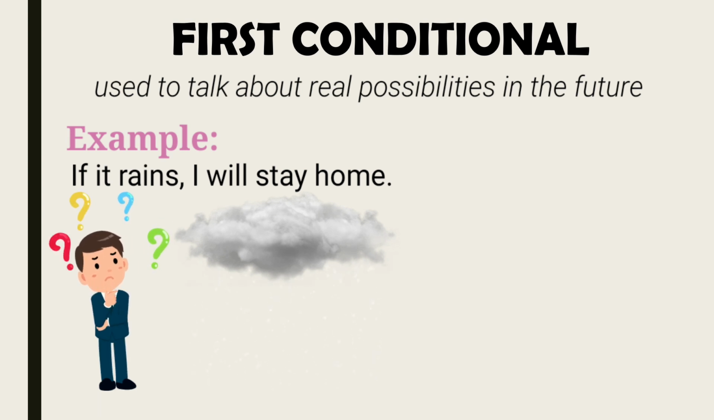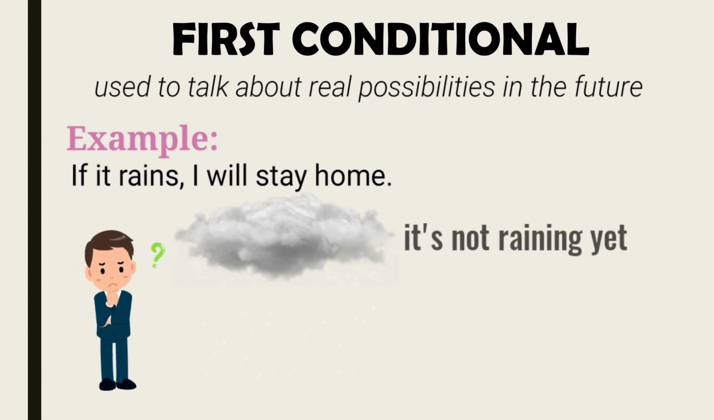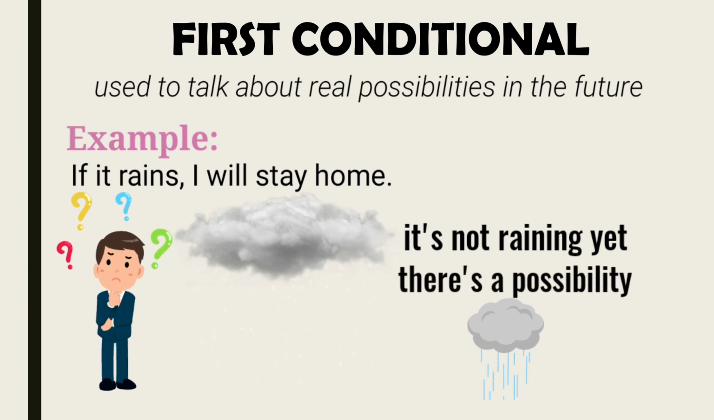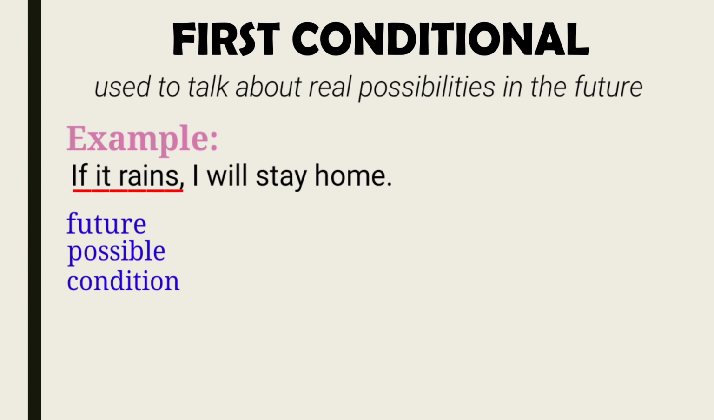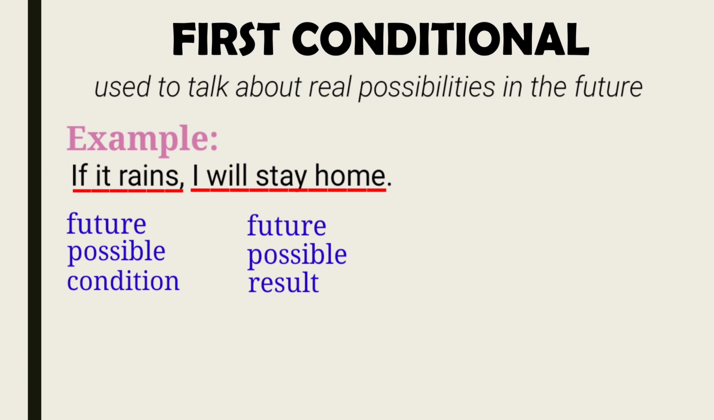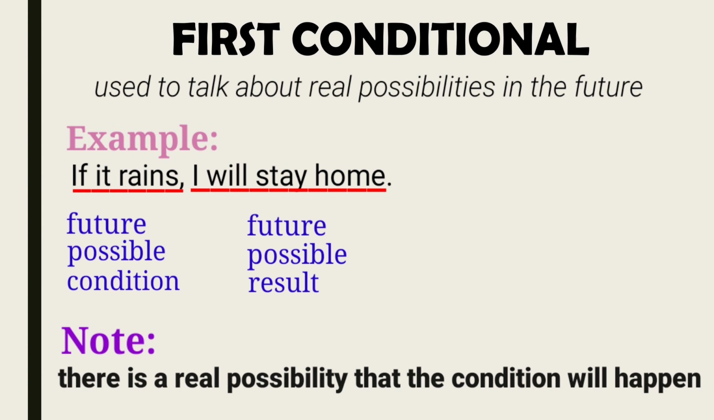Remember that in this situation, it's not raining yet, but there's a possibility of rain. This is the possible condition in the future and the possible result of this condition. Take note that in using first conditional, there is a real possibility that the condition will happen.